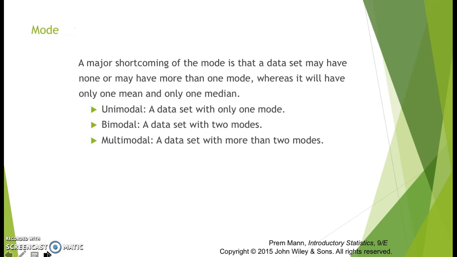But a major shortcoming of a mode is that it may have none or it may have more than one, where a data set will always have one mean and one median. So we might call it unimodal if it has only one mode, bimodal if it has 2 modes, multimodal if it has more than 2 modes.